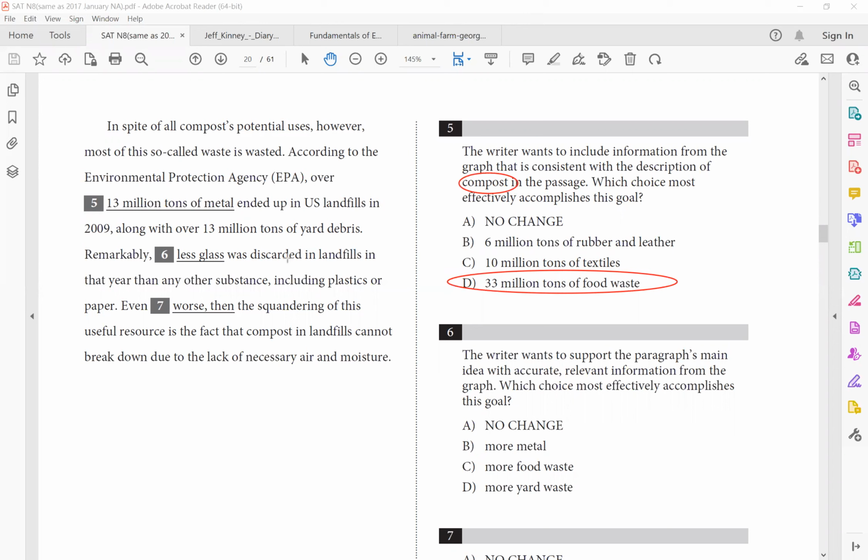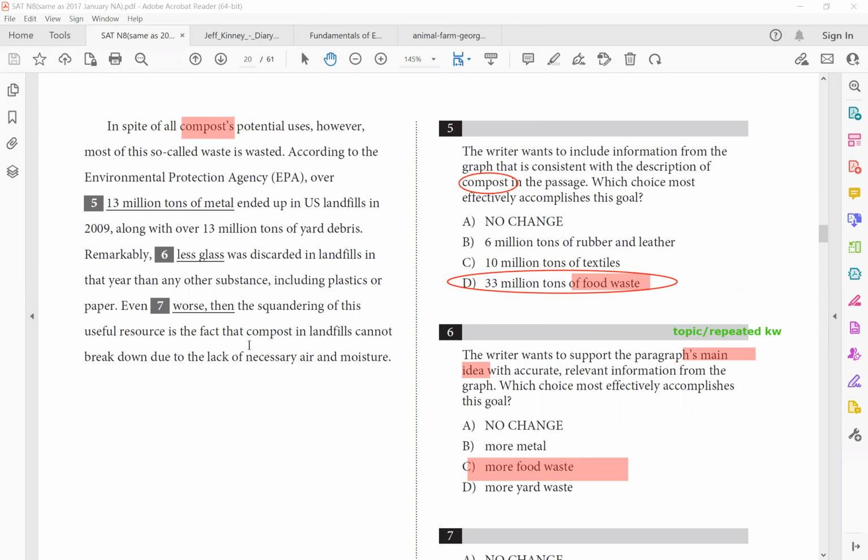Along with 13 million tons of yard debris, remarkably, something was discarded in landfills in that year than any other substance. So again, what is our topic here? Our topic is compost. It is food waste. So of course, in this case, we're focusing on food waste or compost as well, right? The most relevant, the main idea needs to include your topic, repeated keywords. Okay, so more food waste was discarded in landfill, including plastic or paper.